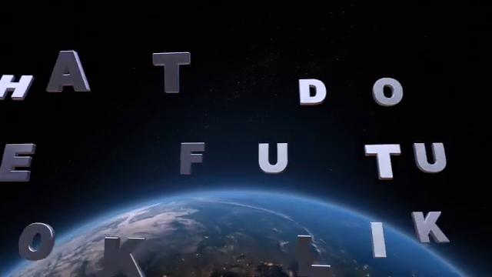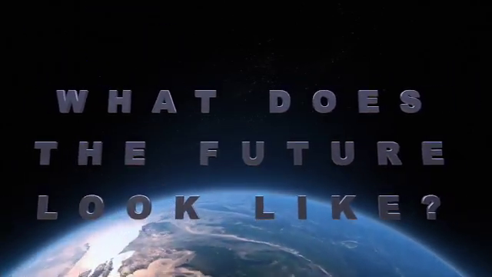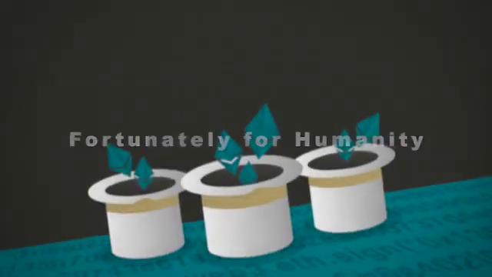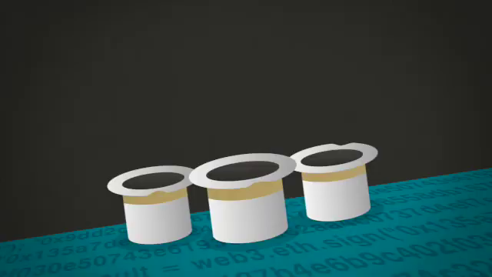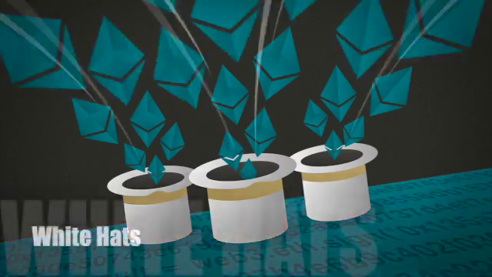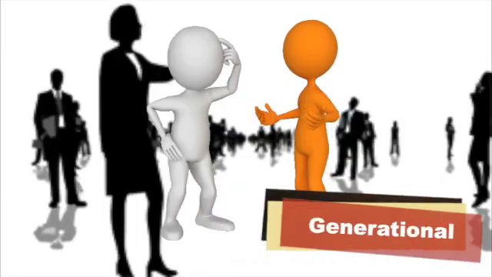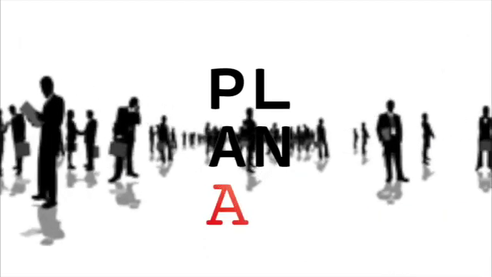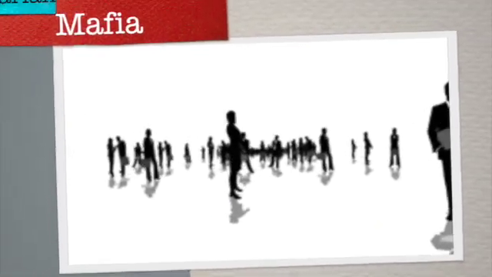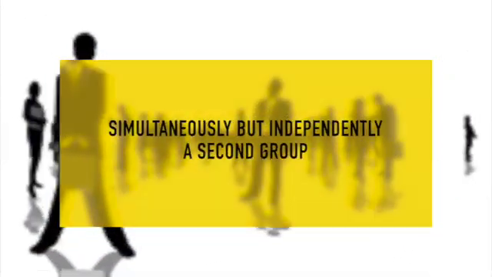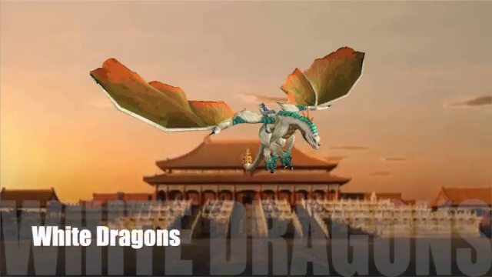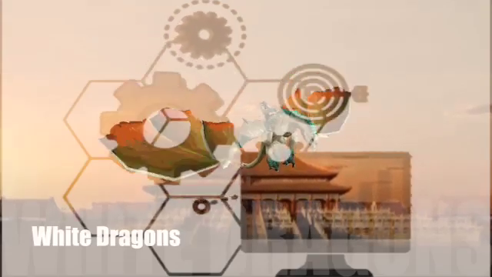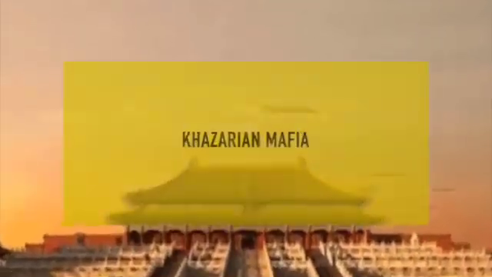Let's answer the question, guys. So what does the future look like? Fortunately for humanity, guys, a group of incredibly amazing people, right, from the West, they were called the White Hats, orchestrated a generational plan to free humanity from the clutches of the cabal, deep state, or as they should be known, the Khazarian mafia. Simultaneously, guys, but independently, there was a second group in the East called the White Dragons. They also devised a plan to defeat the evil Khazarian mafia.